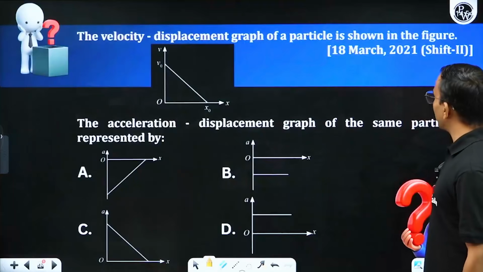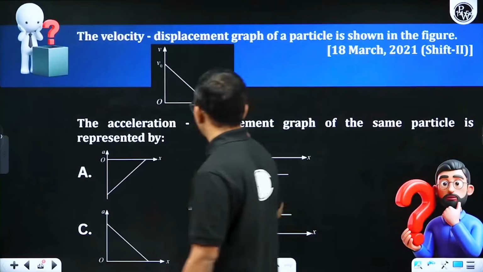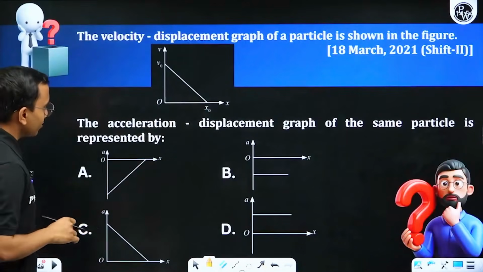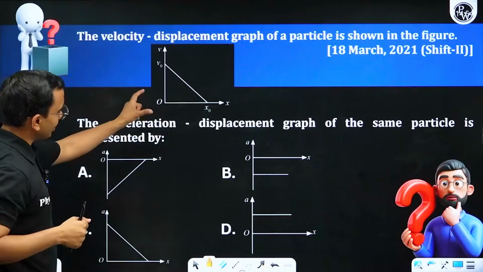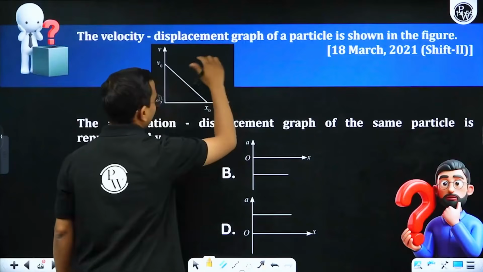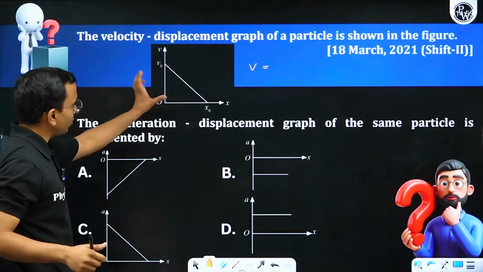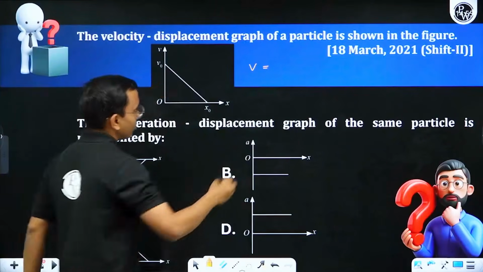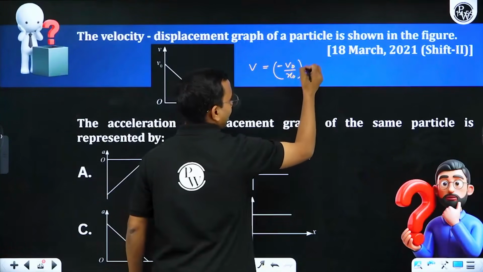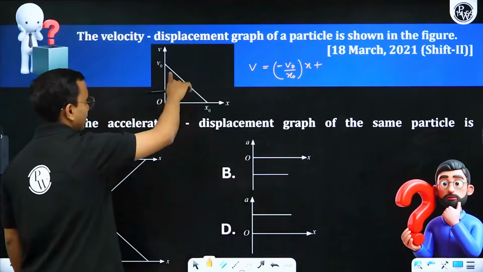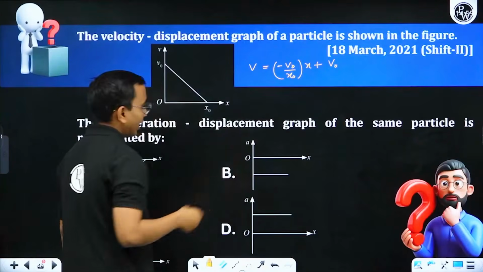The velocity-displacement graph of a particle is shown in the figure. This is Vx. The acceleration-displacement graph of the same particle is represented by which? Now we need to do it the same way as I mentioned. This is Vx. How to write Ax? First of all, write the velocity equation from here. V equals mx plus c. What is the slope? It's negative, minus v naught by x naught, into x. What is the intercept? That is plus v naught.